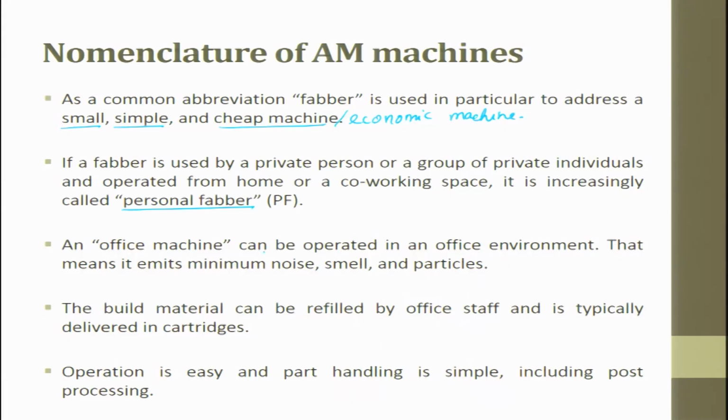An office machine can be operated in an office environment. That means it emits minimum noise, smell and particles. This is very important, noise and smell. This is now talked about from the environment point of view. The build material can be refilled as it is typically delivered in cartridges, just like your coffee machine.